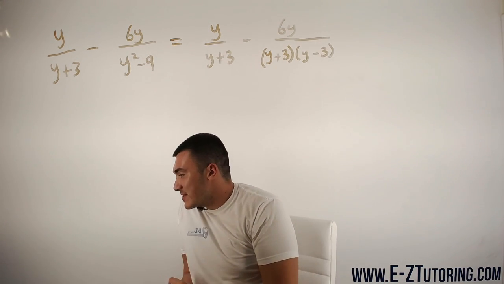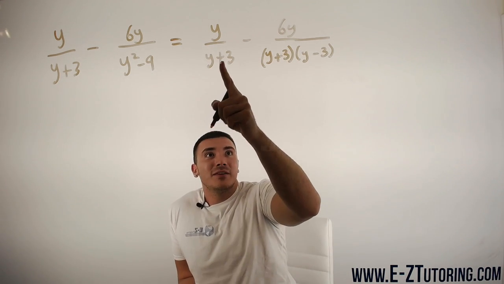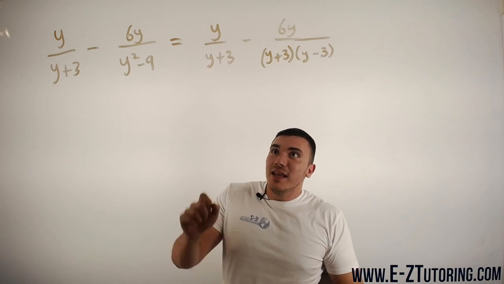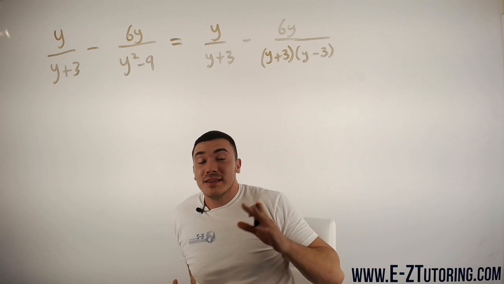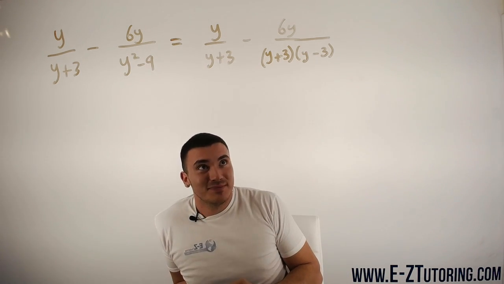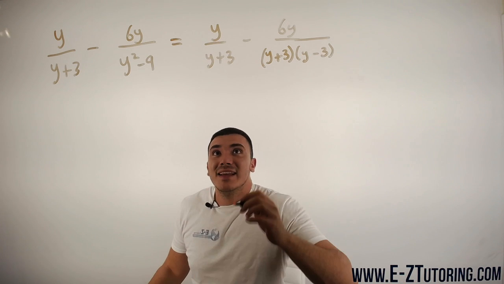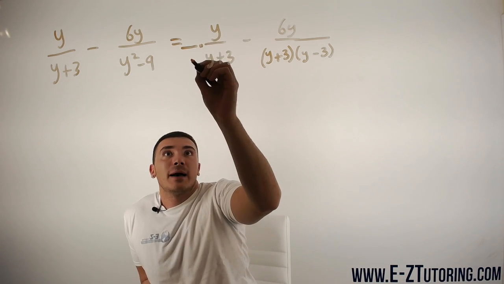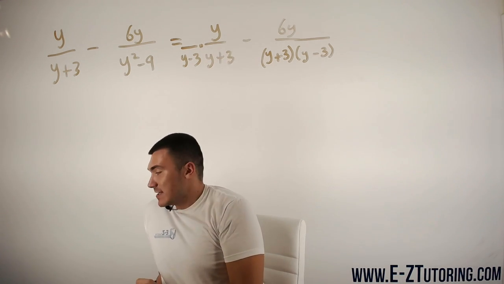So now I'm sure it is a lot easier to see how to get from here to this denominator. All we need to do is multiply this denominator by y minus 3, and then we will have the same denominators. Once we have the same denominators, we can subtract them. So let's go ahead and multiply this denominator by y minus 3. That'll give us the same denominator.